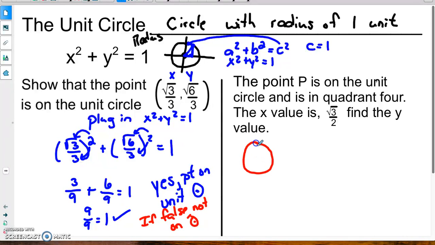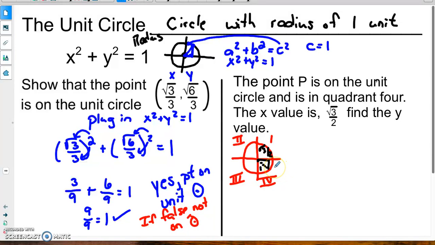Okay, so let's just think of this. This is going to be more familiar in a bit, but we're in quadrant 4. 1, 2, 3, 4. Okay, so I'm over in quadrant 4. I know the x value is radical 3 over 2. Even if we don't know what that means, I go out radical 3 over 2. Find the y value. Okay, so we still have our triangle here. There's our right triangle. We still know this is 1. We know our x value is radical 3 over 2. Find the y value.